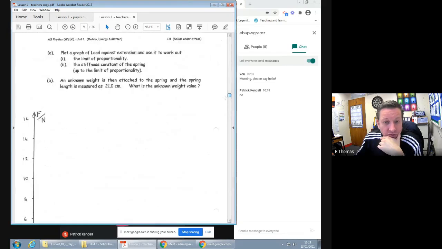So here was your blank sheet that you didn't have. I wanted you to plot a graph of those going up in 2 newtons versus the extension. I wanted you then to determine the limit of proportionality. So that is the point on the graph where the straight line ceases to exist. And then I would have asked you to calculate the stiffness constant up to the limit of proportionality, which is of course the gradient of that graph, right?